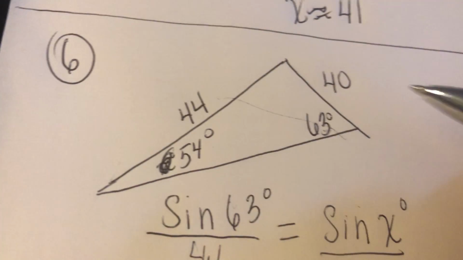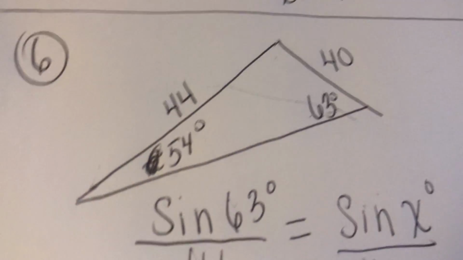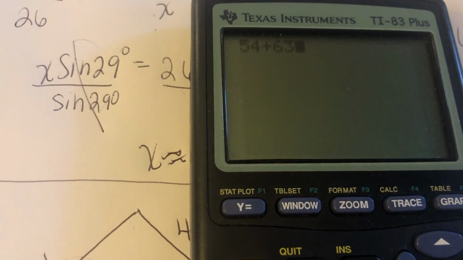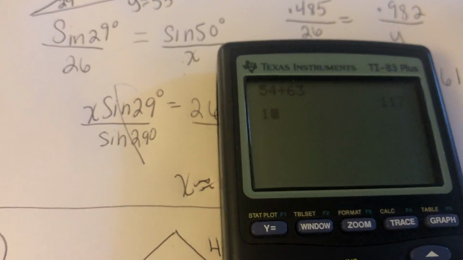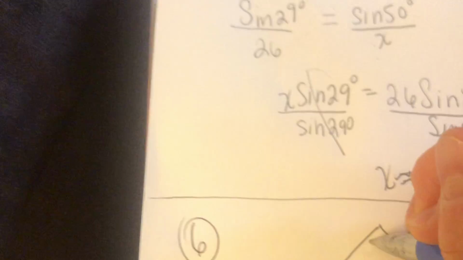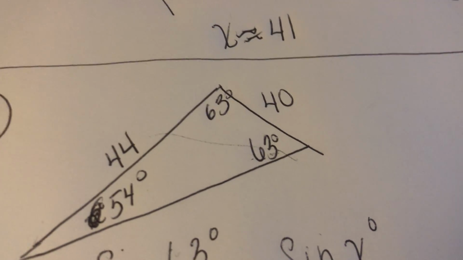I can get rid of that. Now to find this angle, I could just subtract. I could add 54 and 63, which is 117, and then subtract 180 minus 117. And that means this is going to be 63 degrees.